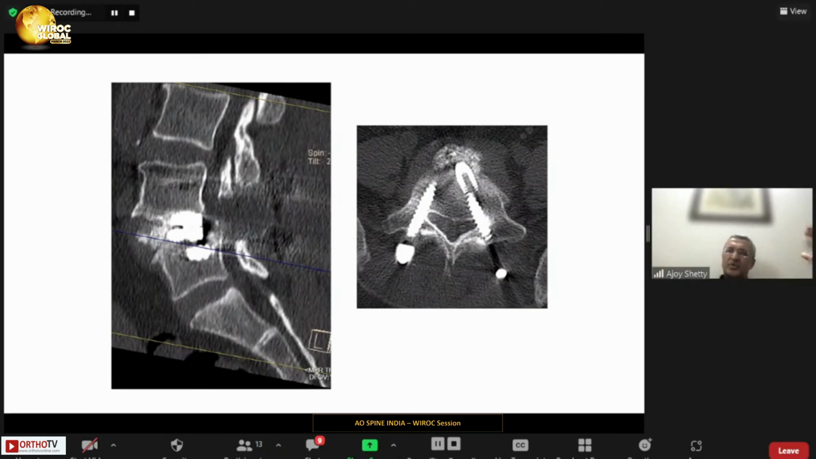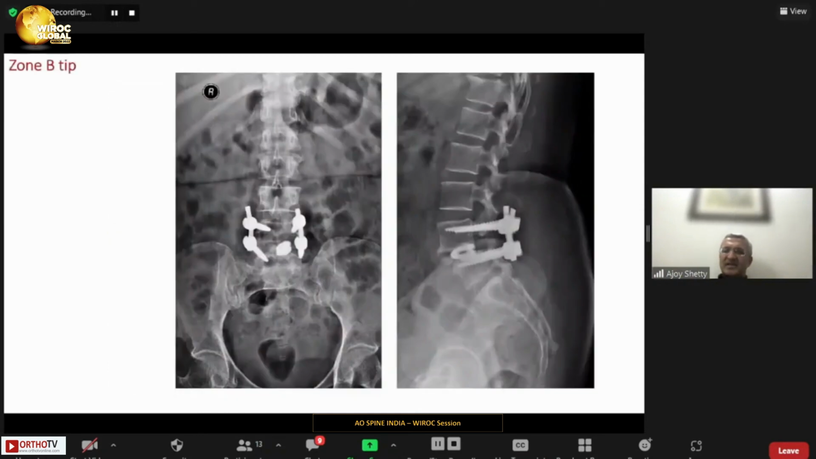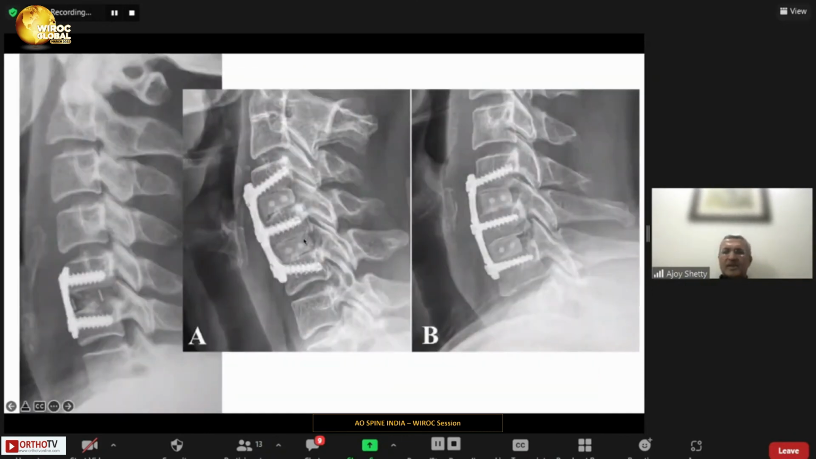Therefore, when you are putting in instrumentation, at the end of your fixation, visualize the image intensifier, spend a few minutes of your time, analyze it, and be satisfied that your fixation is satisfactory. Here is one more example, where it can be obviously seen that this screw probably has a lateral cutout. I will also include some discussion about the cervical spine.